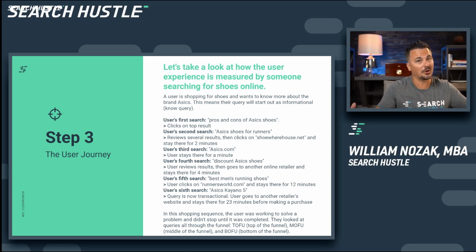So it's really important to have this informational query, this content out there at the top of the funnel where people aren't really ready to buy, because it causes people to jump down to your site where they are ready to buy and they've already done some research. So the user stays here for a minute, and then they're like, okay, yeah, the price is a little higher than I want. Maybe there are some discount ASICS shoes. I know I want ASICS shoes. I'm going to go back to Google and put in discount ASICS shoes. So they review the results and go to another online retailer. They're starting to be at the middle to bottom of the funnel. They're kind of trying to buy here.